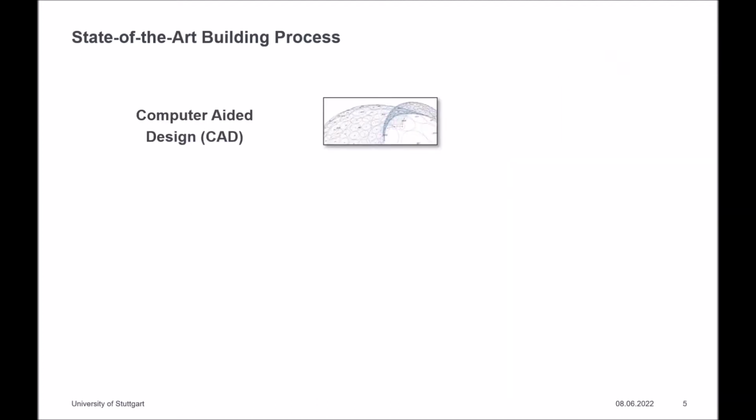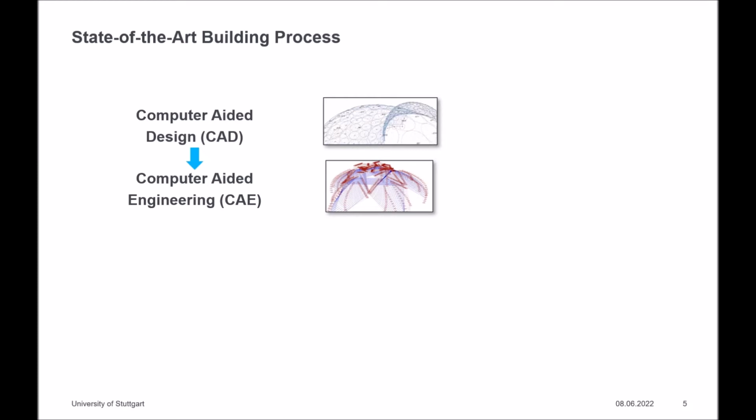So, what does a typical modern building process pipeline look like? Well, first, during the computer-aided design phase, an architect designs a building with the help of one of various software packages available. In this example, the goal is to construct a wood pavilion, hence we first design the pavilion itself. Then, during the computer-aided engineering phase, it is determined how the design can be realized by, for example, running simulations for structural analysis.